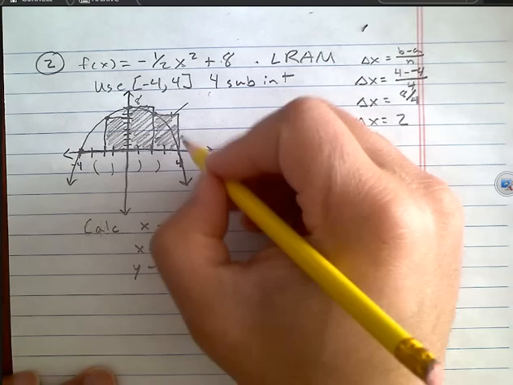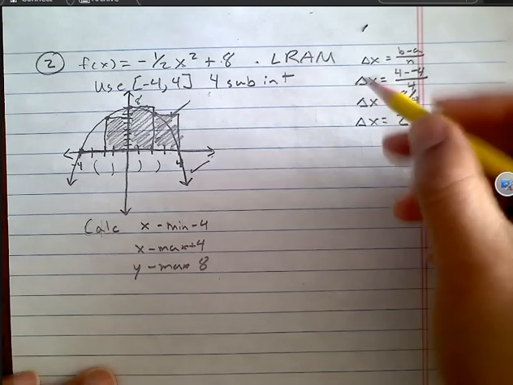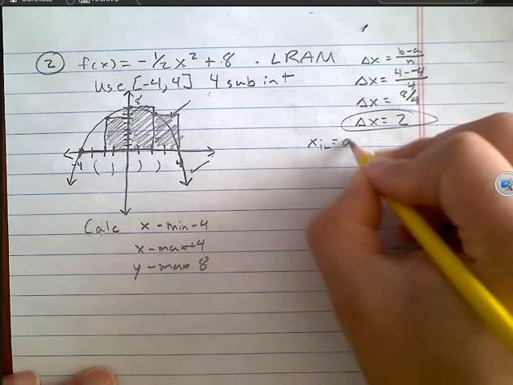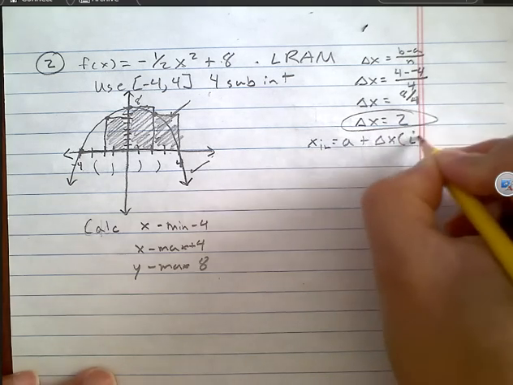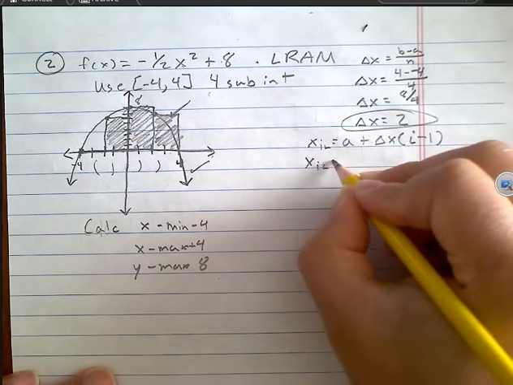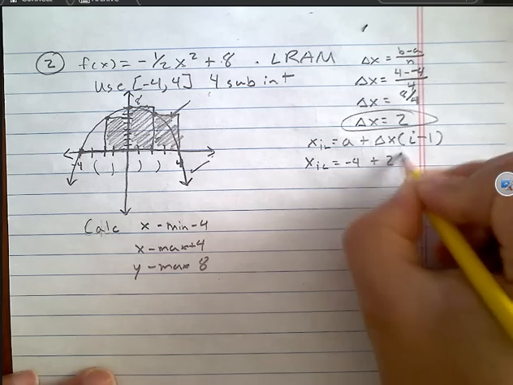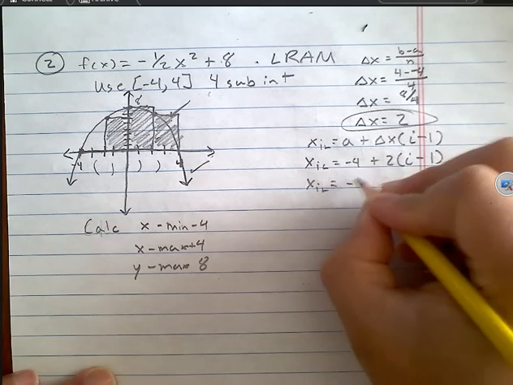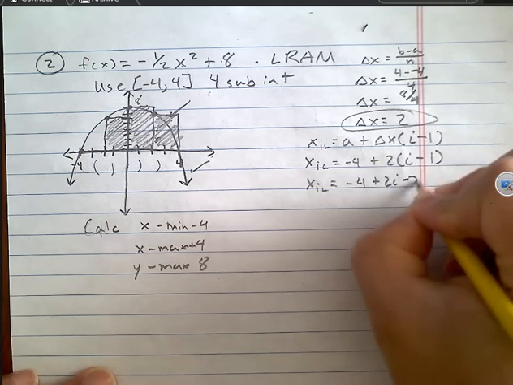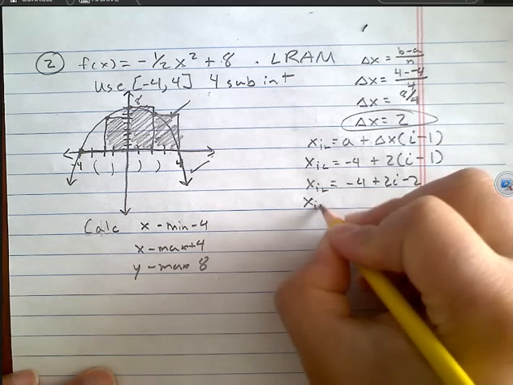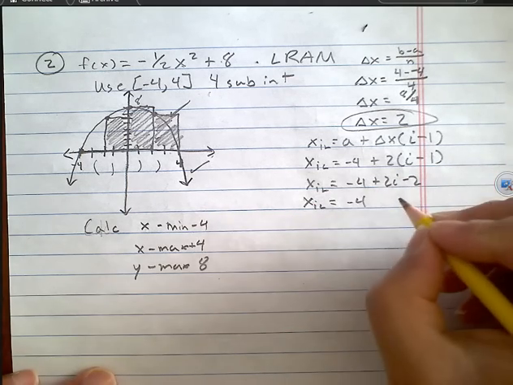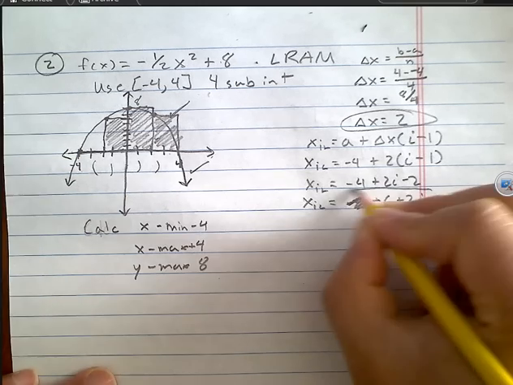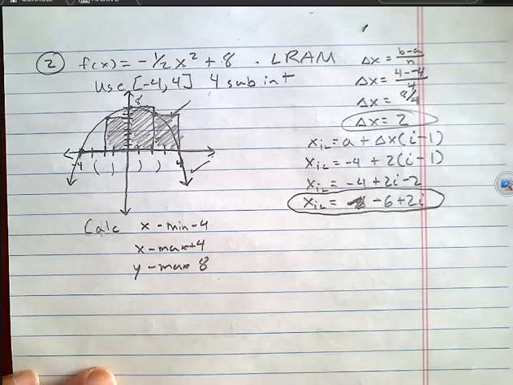We got our graph, we got our bars, now we got our delta x, now we need our x sub i, L. That's a plus delta x times (i minus 1). X sub i, L is equal to negative 4 plus 2(i minus 1). X sub i, L is equal to negative 4 plus 2i minus 2. Therefore, x sub i, L is equal to negative 6 plus 2i. Alright, so there you go. That's the next thing we need.